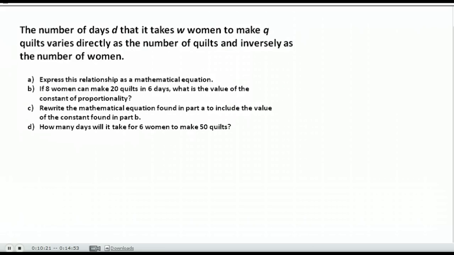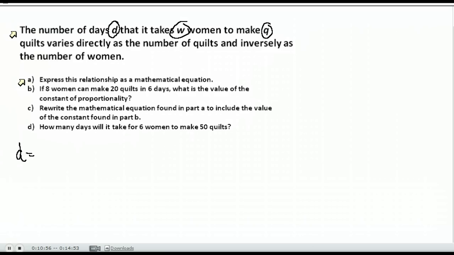Here's one last problem. This is where we use variation. Okay, so here's an application problem. It says the number of days D that it takes W women, so these are our variables they want us to use, to make Q quilts varies directly as the number of quilts and inversely as the number of women. Okay, so the first request is to write this as a mathematical equation. Well, fortunately, we know what directly and inversely mean.